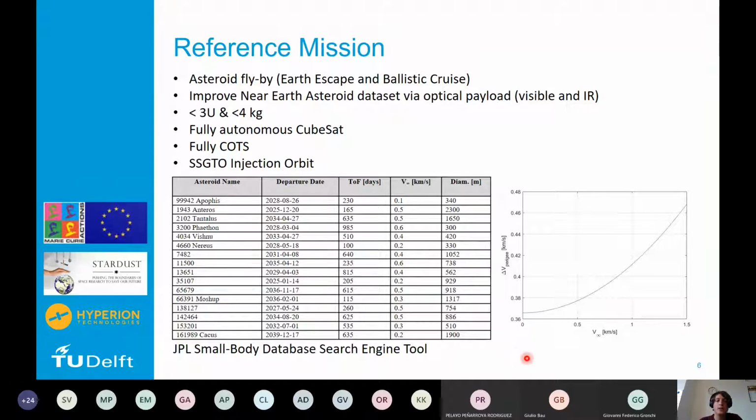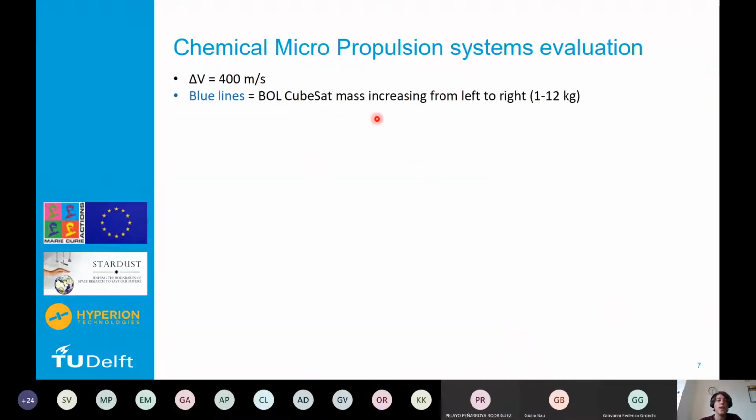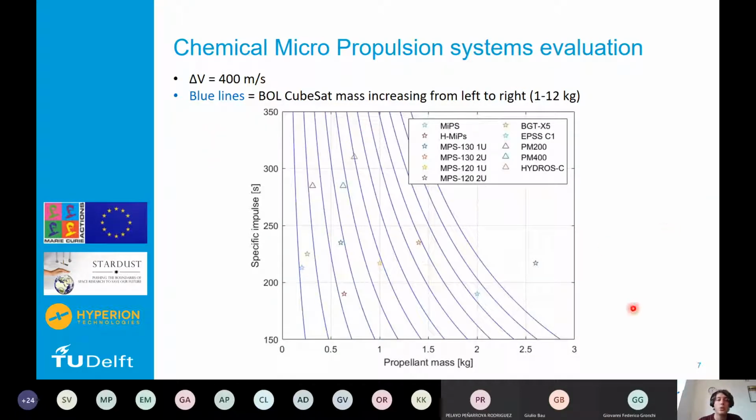So once we know that we can define this as a requirement for the delta V, we can talk a little bit about the chemical micro-propulsion system evaluation. To do that, I can show you here an evaluation chart in which the implicit coefficient for the plot is the delta V, while the explicit coefficients that you can see are the propellant mass of the engine and the specific impulse, while the blue lines represent the CubeSat beginning-of-life mass, increasing from left to right from 1 to 12 kilograms.